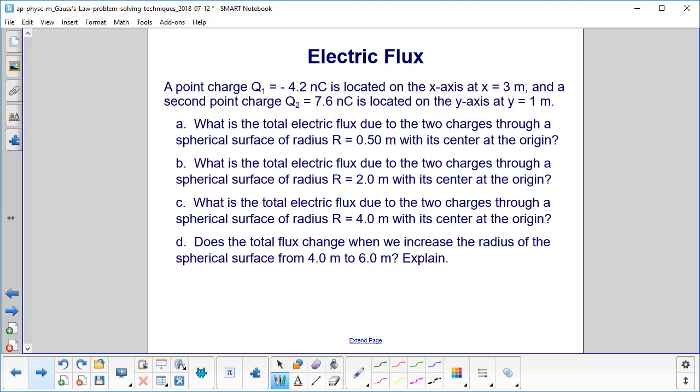And then in the next couple of problems we're changing the radius of the spherical surface. That's it. And then, finally, does the total flux change when we increase the radius of the spherical surface from 4 meters to 6 meters, and explain.